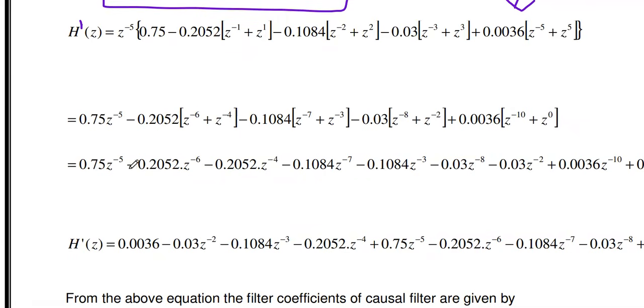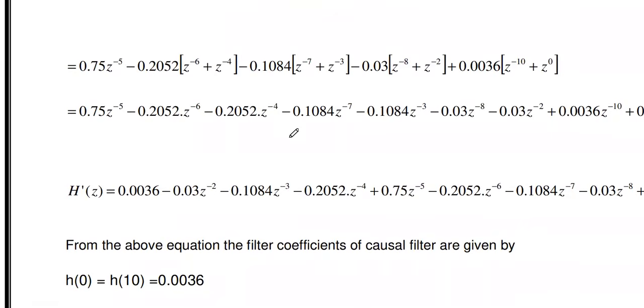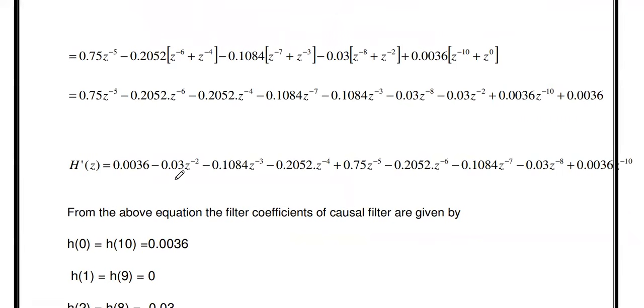Then you just expand it. After that you just arrange in ascending order. First we have to write the constant. This constant term indicates the z power 0 term.